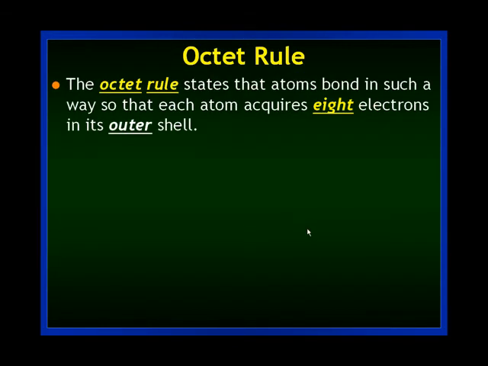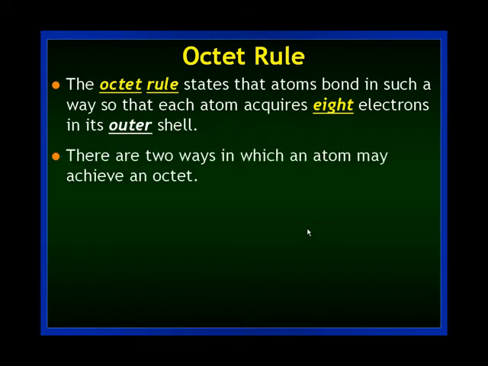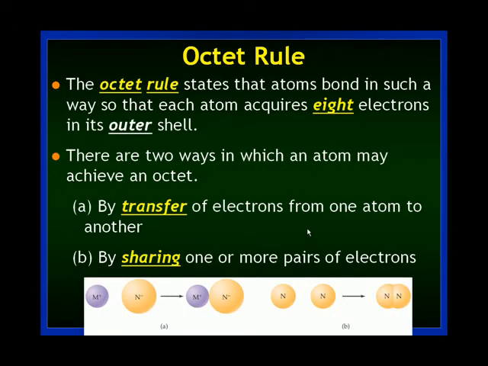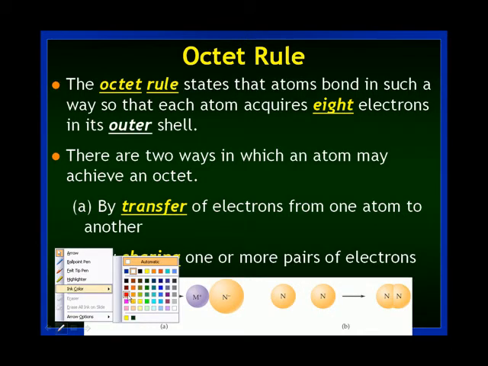Now, we mentioned the octet rule last vodcast, and the octet rule states that atoms bond in such a way so that each atom gets 8 electrons in its outer shell. So that's the goal. Now, what we didn't mention before is that there's more than one way for atoms to achieve an octet. They can do so by transferring electrons from one atom to another, and they can also do it by sharing one or more pairs of electrons. So that's what's being shown in the diagram down here below.